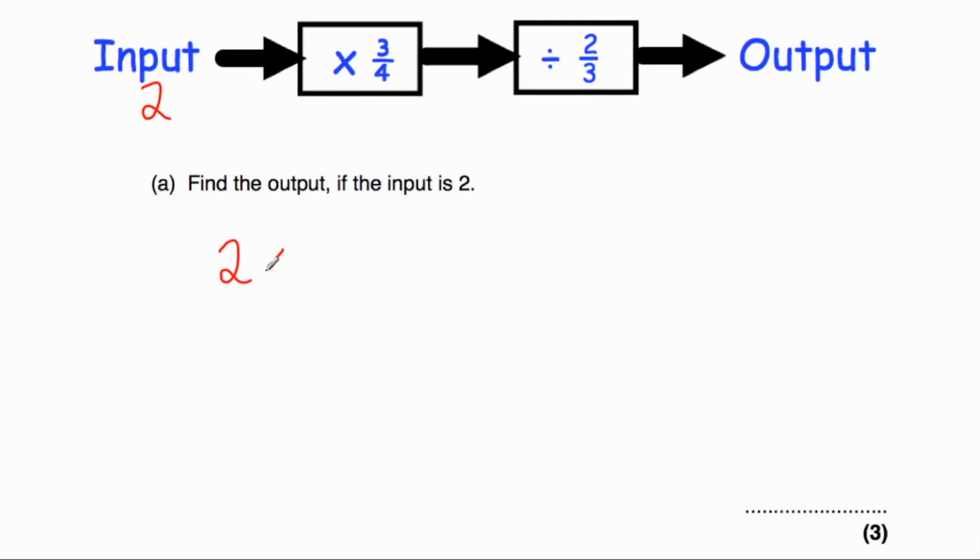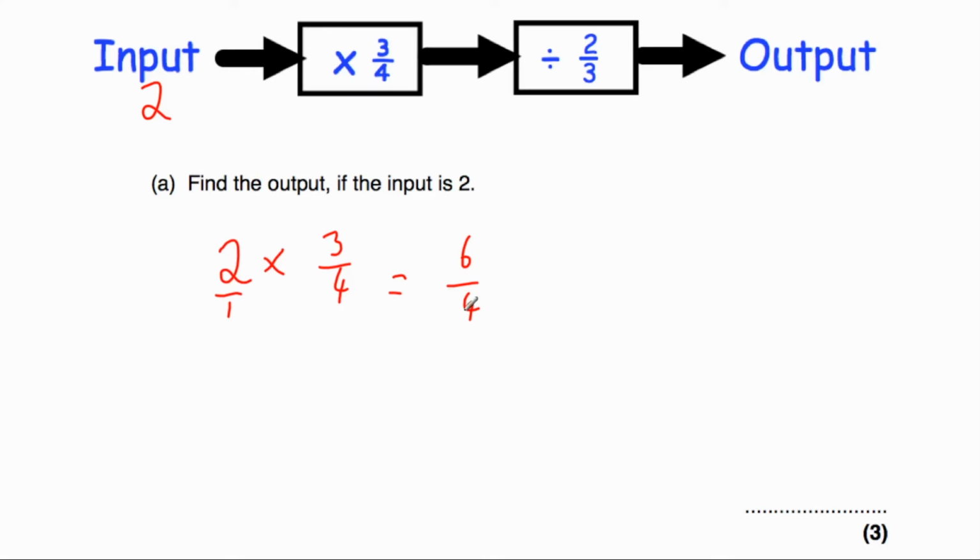So let's take our 2 and multiply it by 3/4 to begin with. 2 is the same as 2 over 1. And whenever we multiply by 3/4, we multiply the numerators and multiply the denominators. So 2 times 3 is equal to 6. And with the denominators, 1 times 4 is equal to 4.